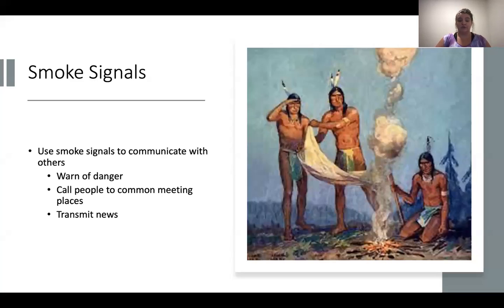The Native Americans also use smoke signals to communicate with other tribes and people from far away. They were used for a warning of danger. They were used to call people to meeting areas to discuss things, and it was also used to transmit news.